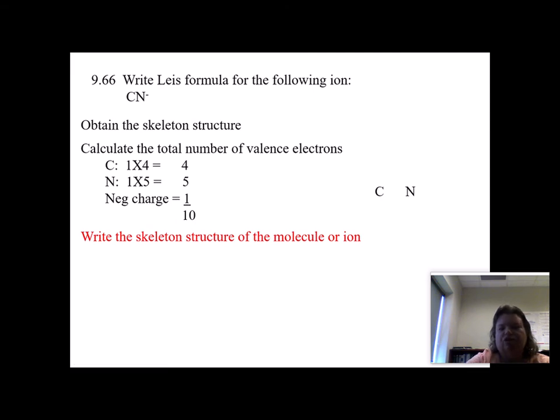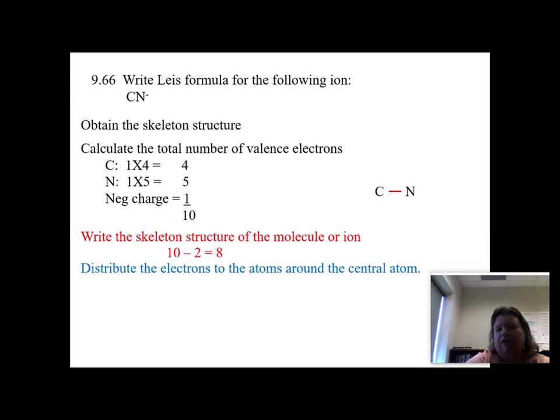Write the skeleton structure, so I put a bond in, and I use up 2 electrons, so now I have 10 minus 2 to give me 8. Distribute the electrons around the outside atoms. Okay, it doesn't really matter which one I start with, carbon or nitrogen, but technically nitrogen is more electronegative, so I'm going to start there.